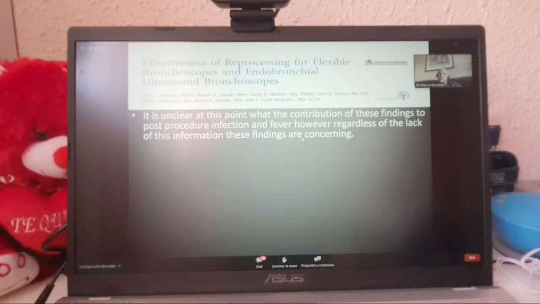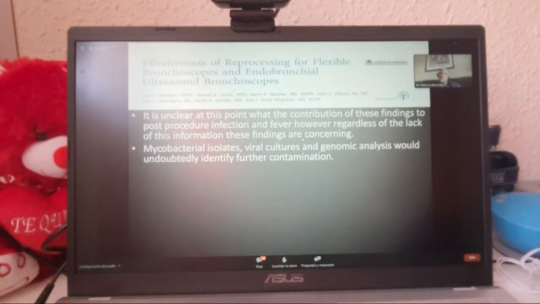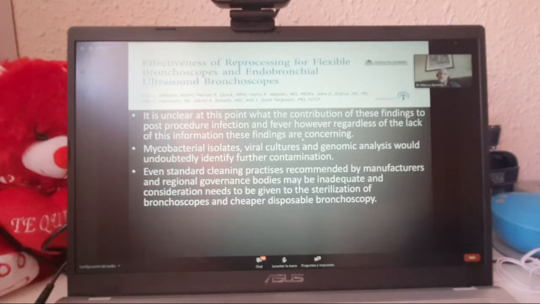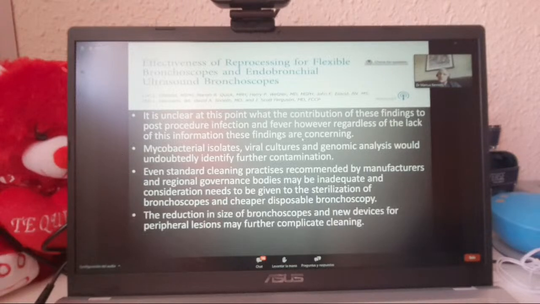So it's unclear at this point what the contribution of these findings is to conversion to infection and fever. However, these findings are concerning. They did not check for mycobacteria, fungus, virus. So there's a colleague of mine, a cystic fibrosis doctor, going to look at this question. So he's going to take samples and really look with the genetics for these other organisms. Even standard cleaning practices recommended by manufacturers were not good enough.